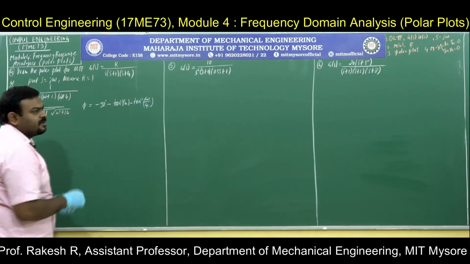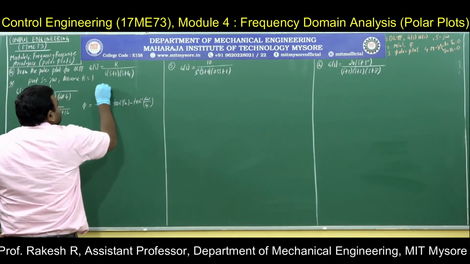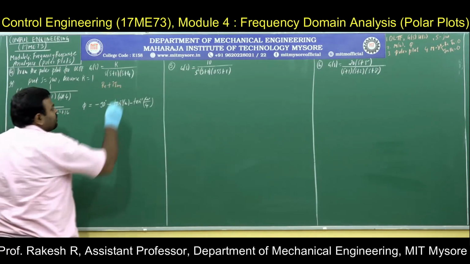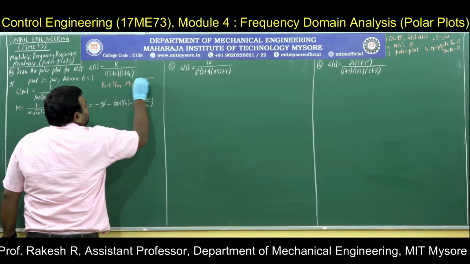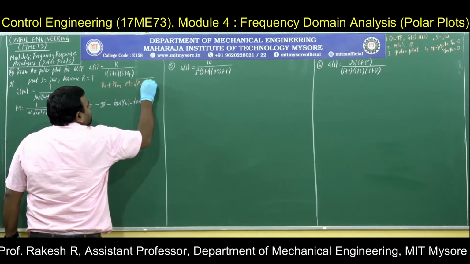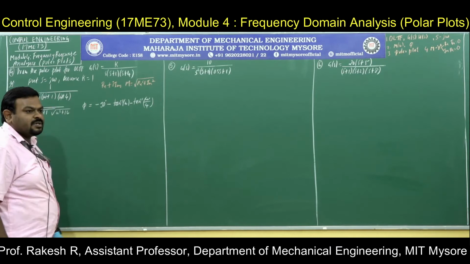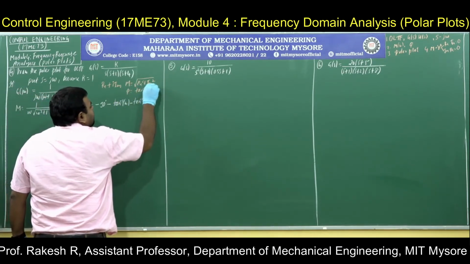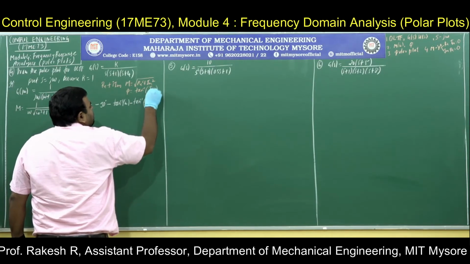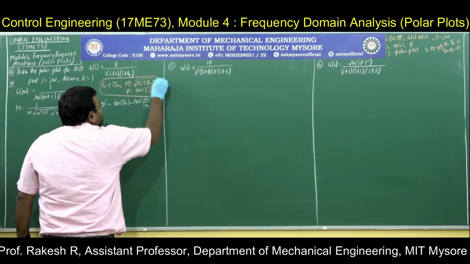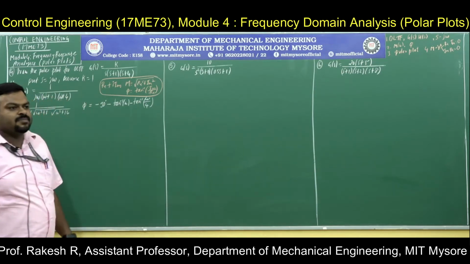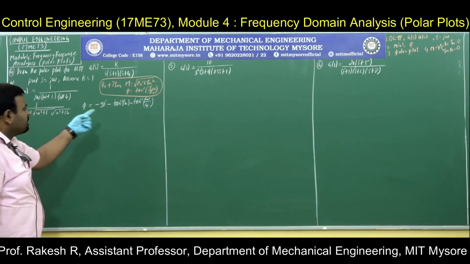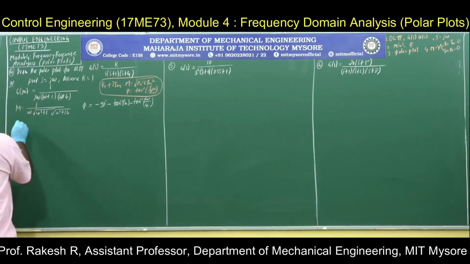So whenever you have to calculate magnitude, real part plus i into imaginary, this is a complex number. When you want to solve magnitude, square root of real part square plus imaginary part square. Whenever you want to solve the phase angle, it is tan inverse of imaginary part by real part. So these things you have to remember. Always we will deal with complex poles and complex zeros, in other words complex numbers. So this is a magnitude and phase angle.